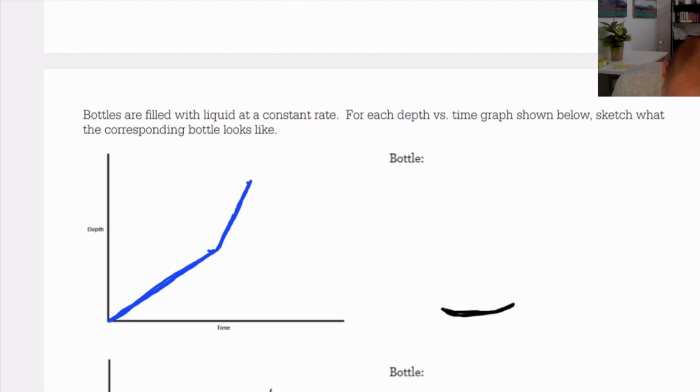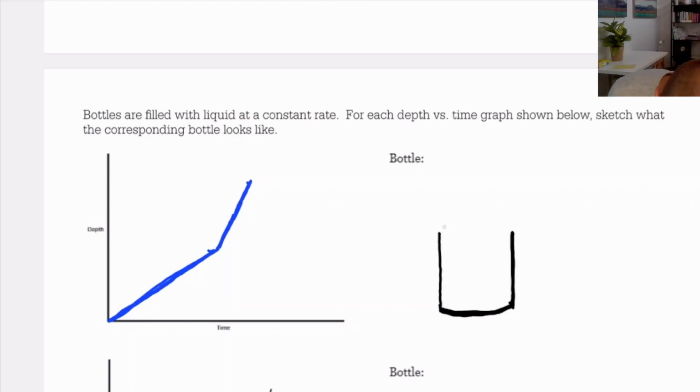And I kind of always assume that these bottles are round, but I don't know that that's necessarily got to be the case. They just got to be the same shape all the way through. Prism of some sort. All right, so it's got a constant width for a while, but then it's going to have another constant width, and that width will be narrower because the water level's rising faster.